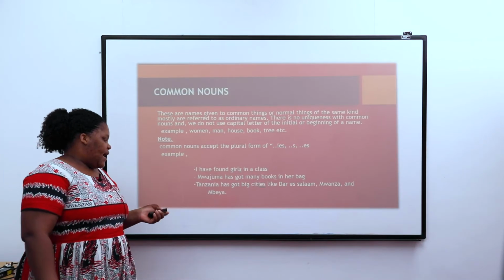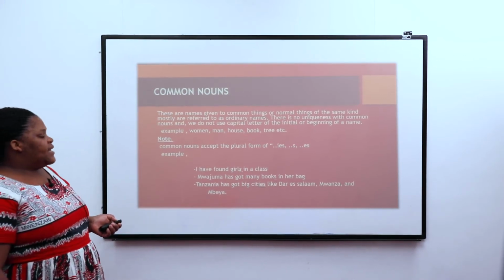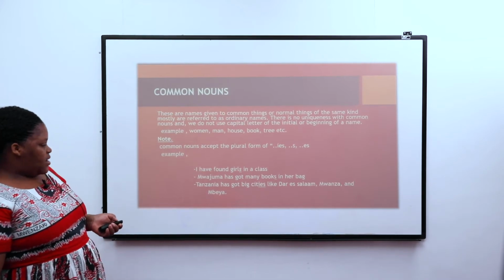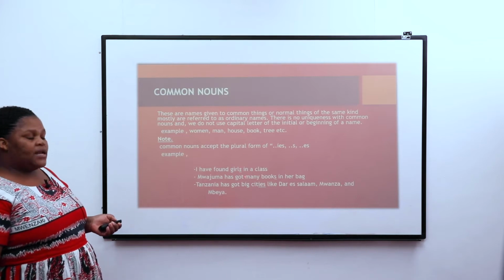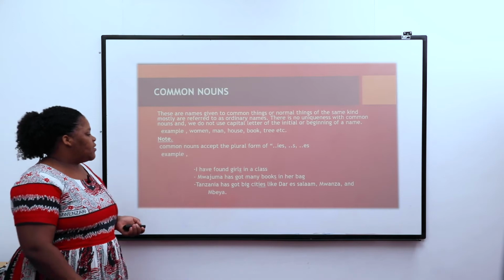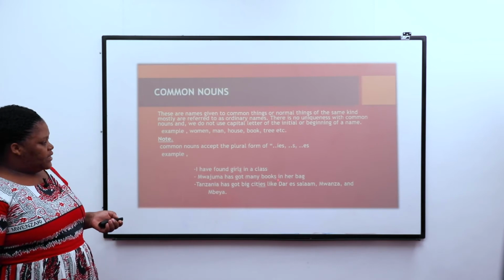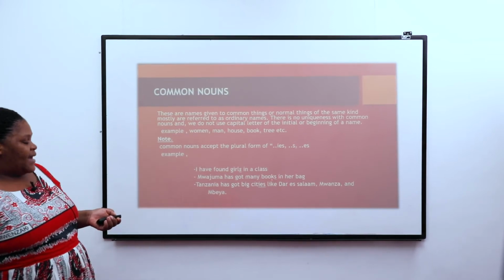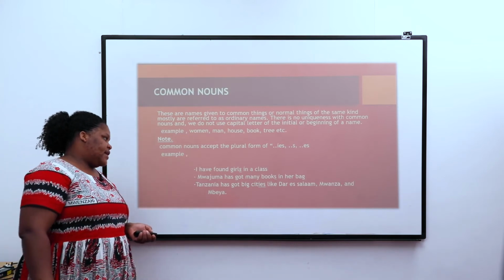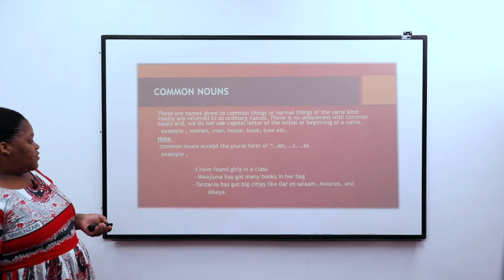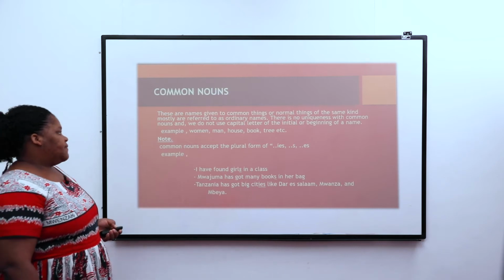For example, here I have tried to make some sentences. I have found girls in a class. Now, we find the common noun girl has been pluralized by adding S, which has been underlined there. The second, Mwajuma has got many books in her bag. Now the common noun book has been pluralized by adding S. And the last example is Tanzania has got big cities like Dar es Salaam, Mwanza, and Mbeya. Now the common noun city has been pluralized by adding IES.